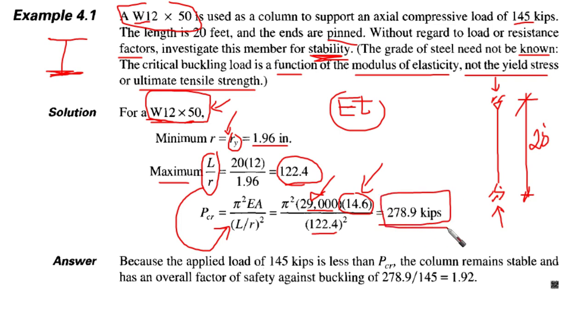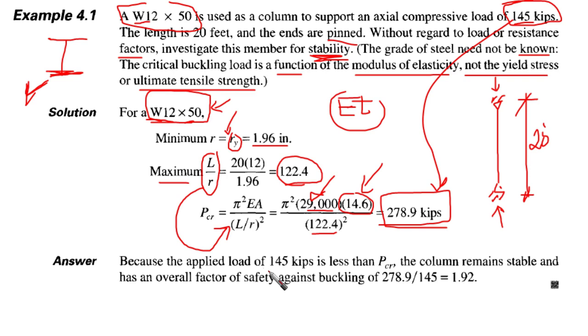The critical buckling load is 278.9. However, the applied one is 145. This means what? We are on the safe side. Our section's critical buckling load is almost 280, while the applied load is 145. It's far less than our critical loading. So our section is what? It is okay. The section is okay for being a compressive member.